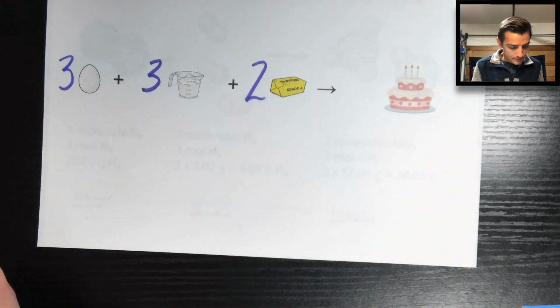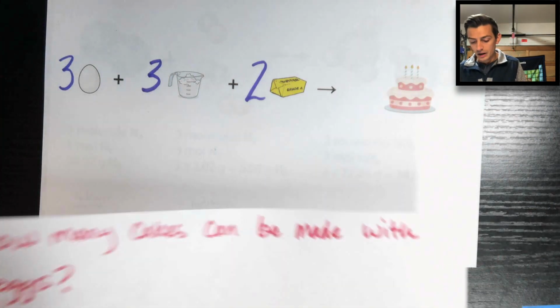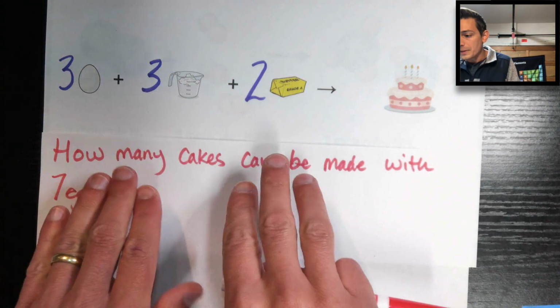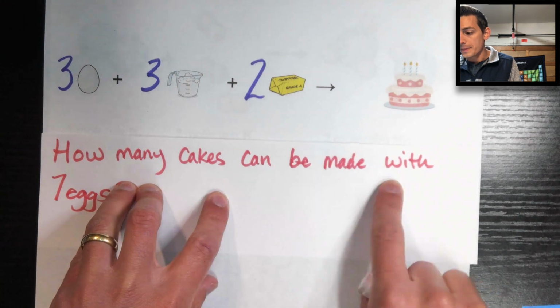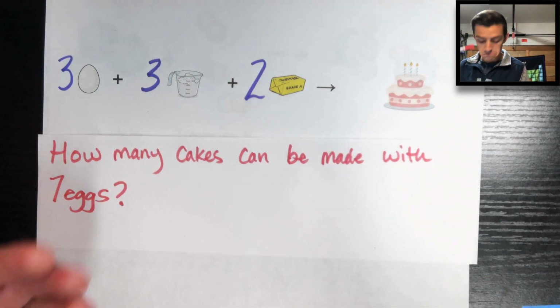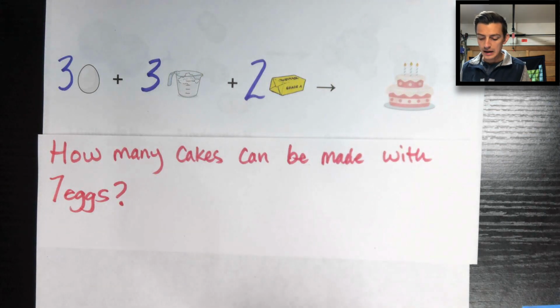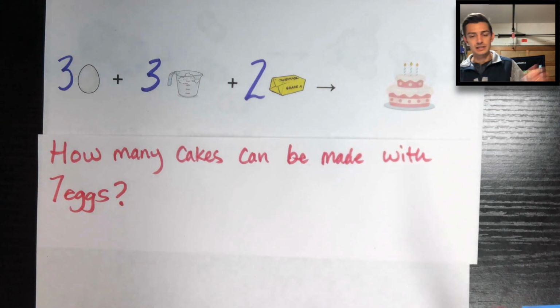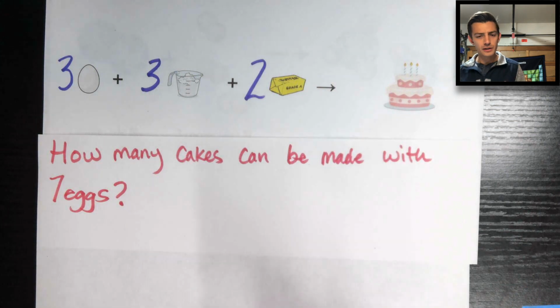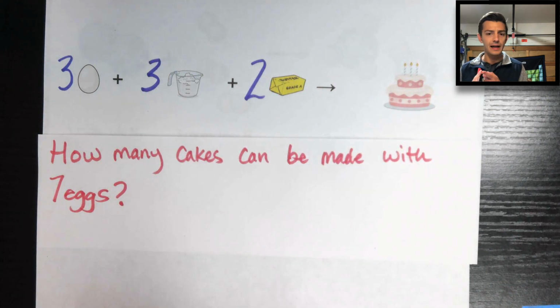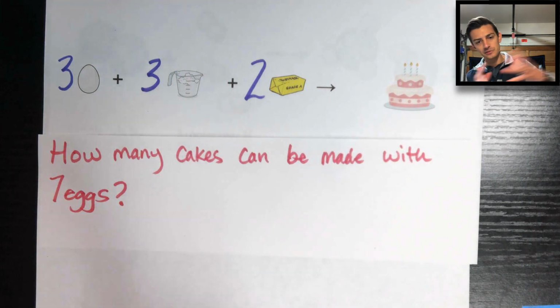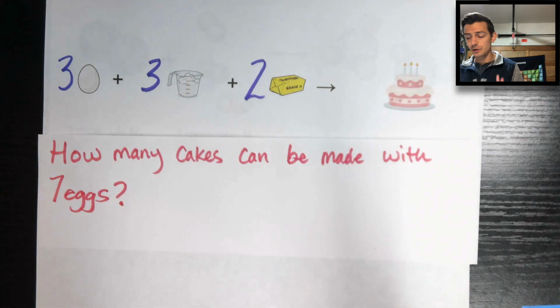Let's try it, though, in another situation. So how many cakes can be made with 7 eggs? So if I have 7 eggs in the fridge, right, and I went in there and I opened up the fridge and I said, I'm going to make some cake. I don't have time to run to the store, but I know I have plenty of flour. I have plenty of butter. Like I just went to Costco, I got a big bag of flour and one of those big boxes of all those sticks of butter. I have plenty of those things.